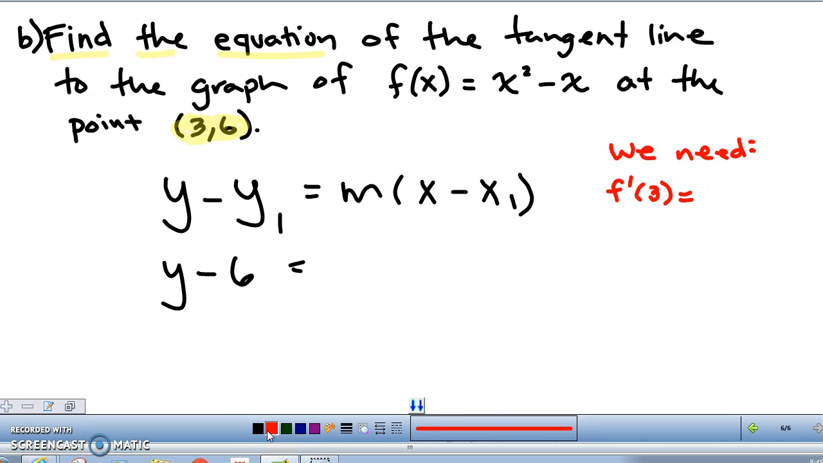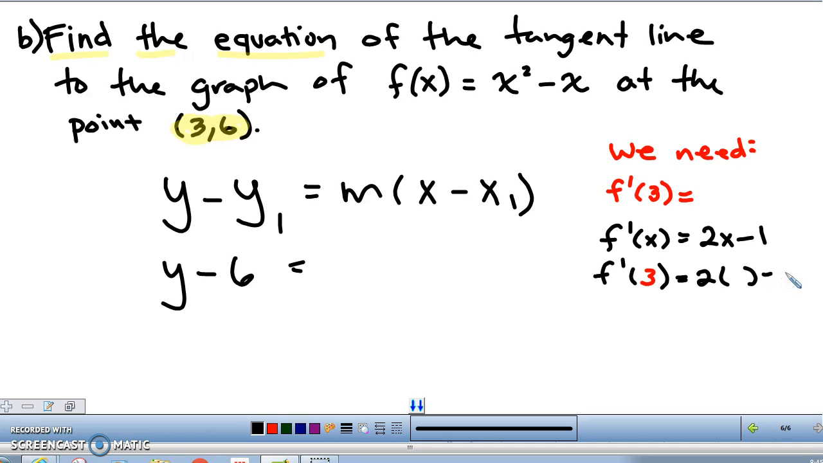Okay, we're going to use the derivative that we just found, and that was 2x minus 1, so that we can figure out f prime of 3. Whoops. I wanted to color code. F prime of 3 is equal to 2 times 3 minus 1. So we're going to plug in 3 for every x value, and we should get 5.